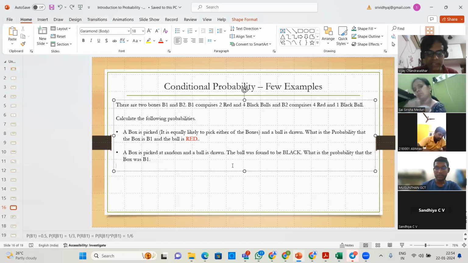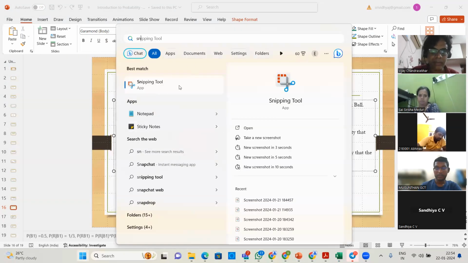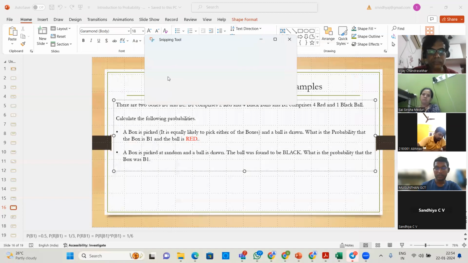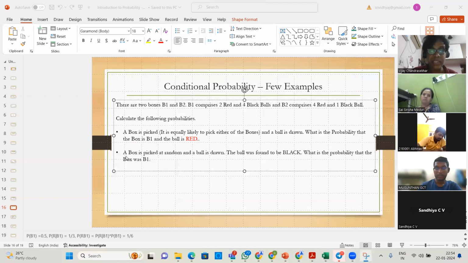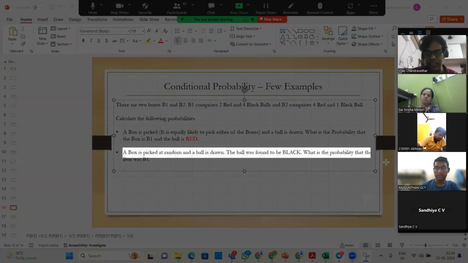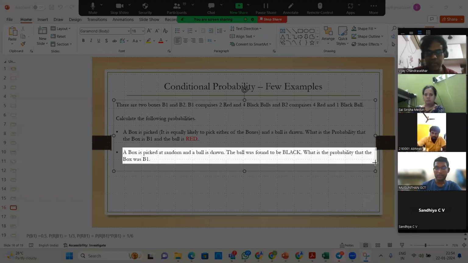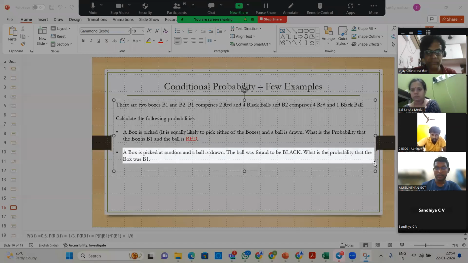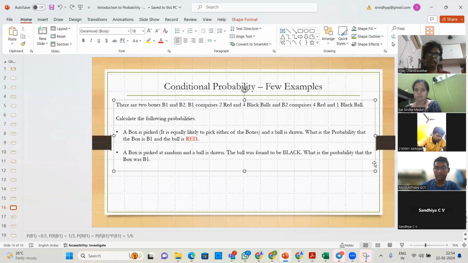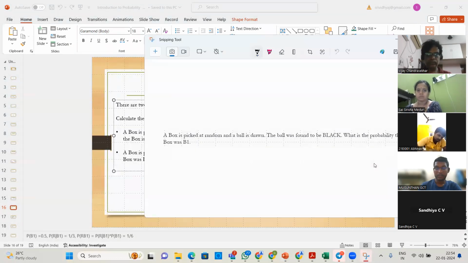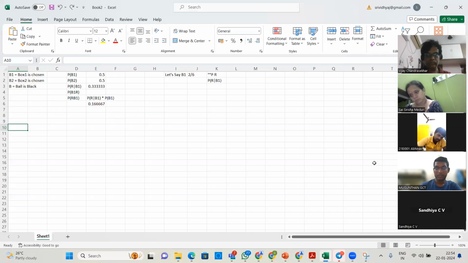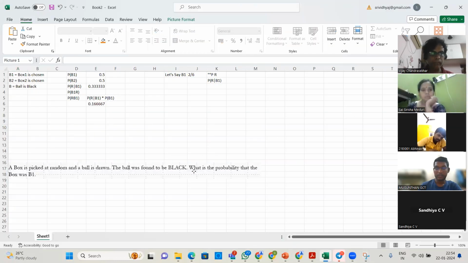Or let me just snip it. Snipping tool, not snipe. Snip. Here we go. Okay.